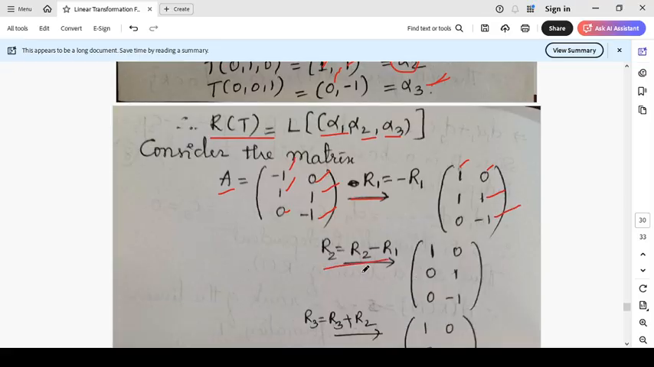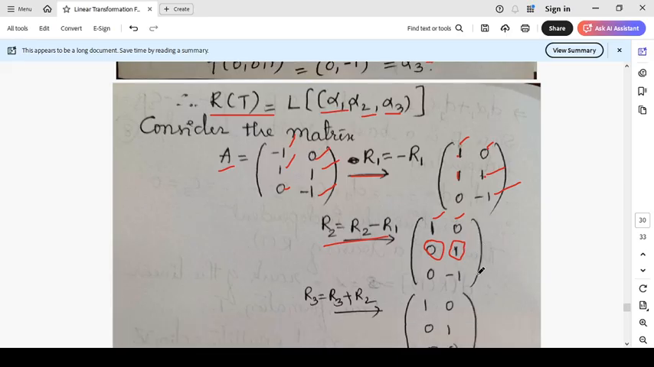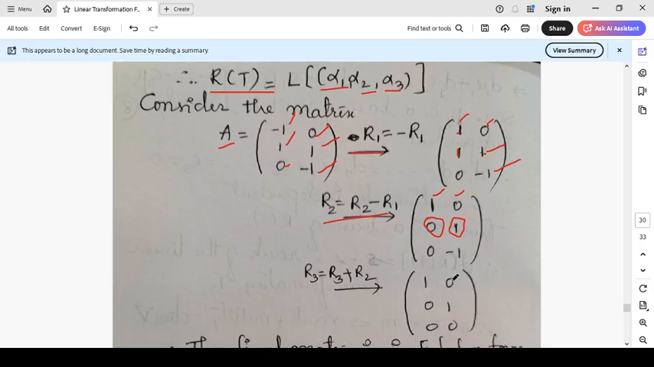Next R2. R2 is equal to R2 minus R1 we need to take. So in R2 minus R1, 1 minus 1 is nothing but 0, so here we get 0. 1 minus 0 is nothing but 1, so here we get 1. Nothing changes in the first row; only the second row we need to change. Already you know the echelon form, how we need to simplify and find the rank of a matrix. The lower triangular elements should be 0, so like that we need to operate on the row or column elements.